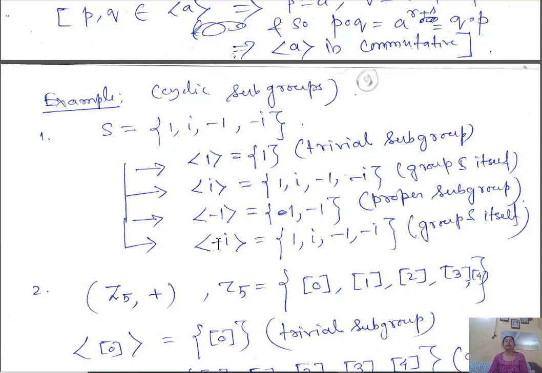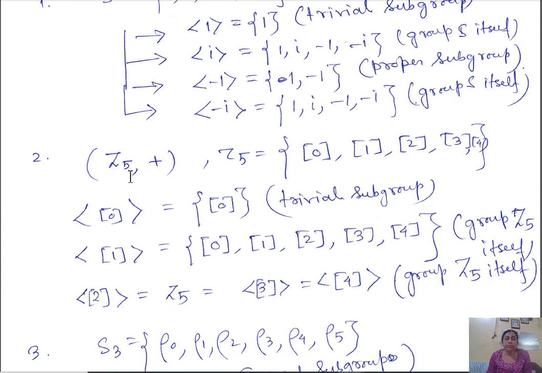Suppose minus i to the power 0 is 1. Minus i to the power 1 is minus i. Minus i squared is i squared, which is minus 1. Cube is i. So you get the whole set. This generates the entire set S, and i also generates the entire set S. These are trivial, S itself. And 1 gives a trivial subgroup. The only non-trivial subgroup you get is the one generated by minus 1.